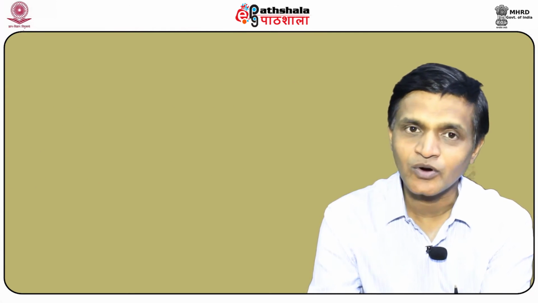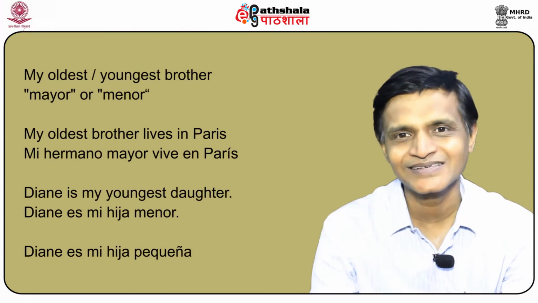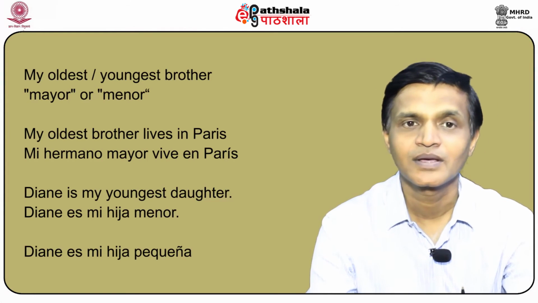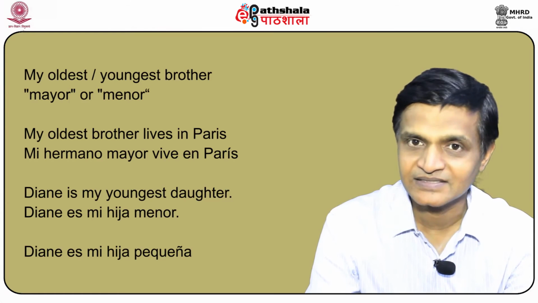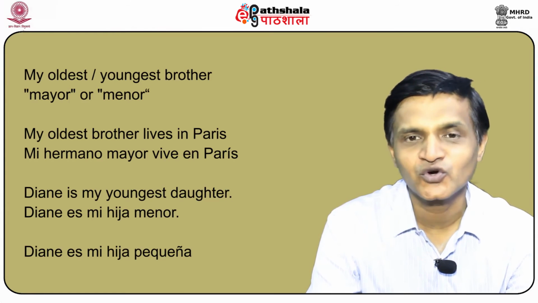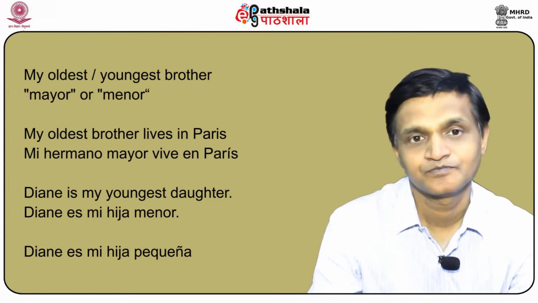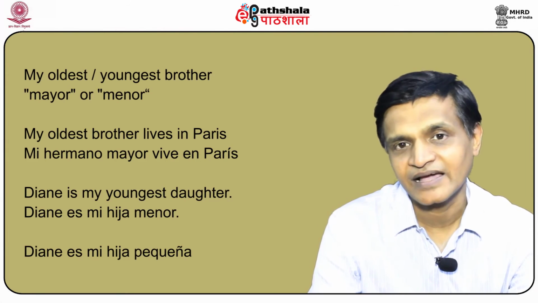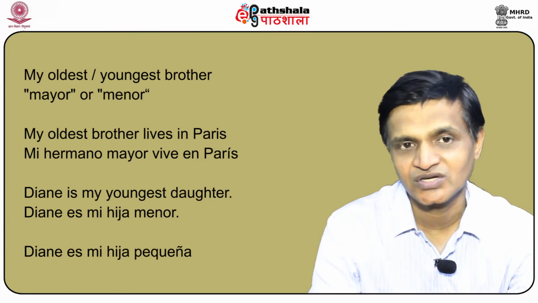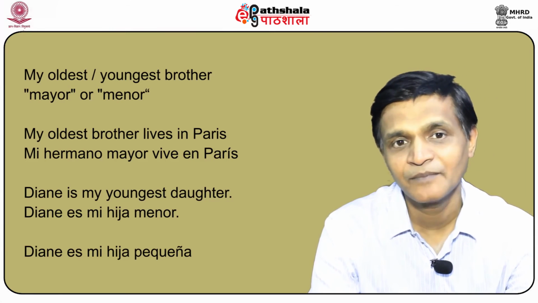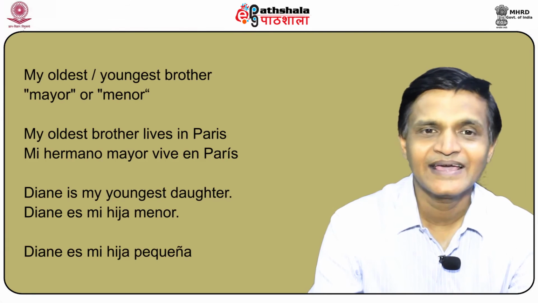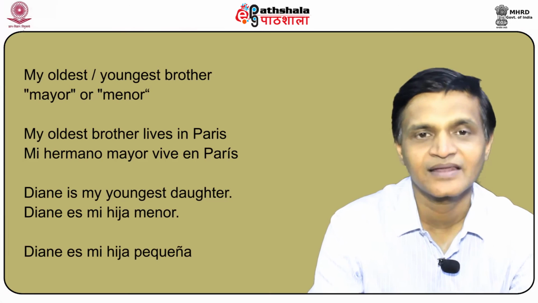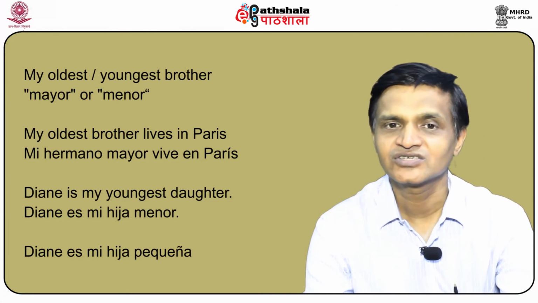When you want to talk about your oldest or your youngest brother, you have to use mayor or menor. My oldest brother lives in Paris. Mi hermano mayor vive en París. Diana is my youngest daughter. Diana es mi hija menor, or Diana es mi hija pequeña. So you can use hija menor or hija pequeña to convey that she is your youngest daughter.